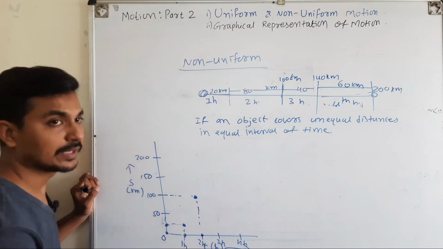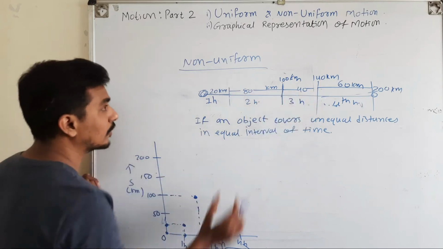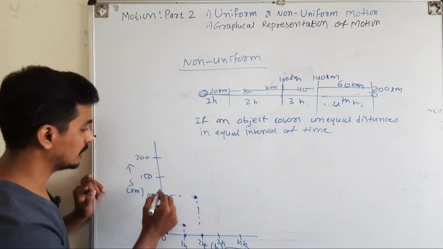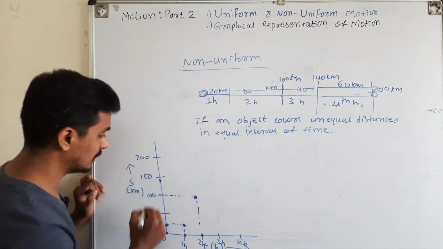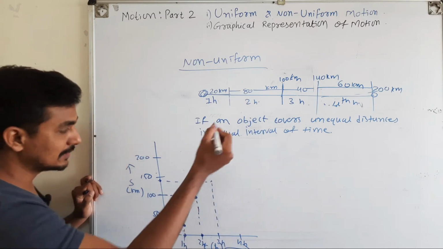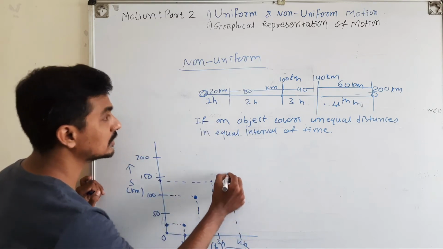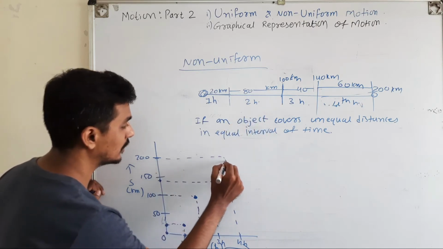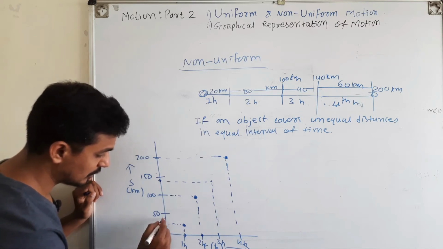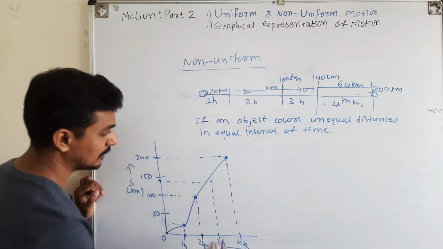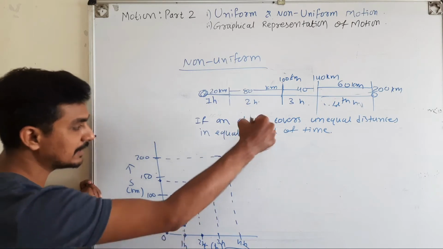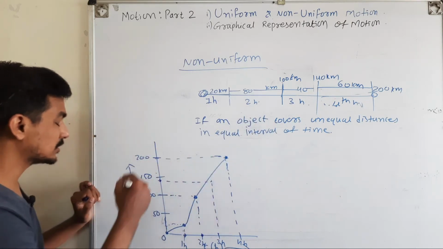In the third hour you are covering only a distance of 40, so the total distance covered in 3 hours is 140 kilometers. So 140 might be here, right? And finally, by the fourth hour you are at 200 kilometers, up to here. Now if you join all these points, what will you get? See the graph. The graph is not uniform, it is not a straight line, it is up and down. Such type of motion is called non-uniform motion.